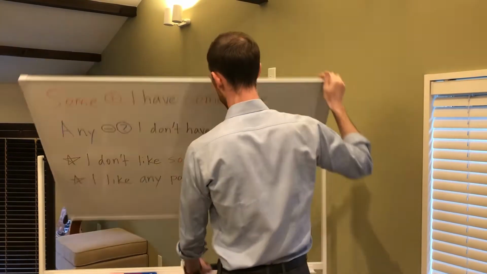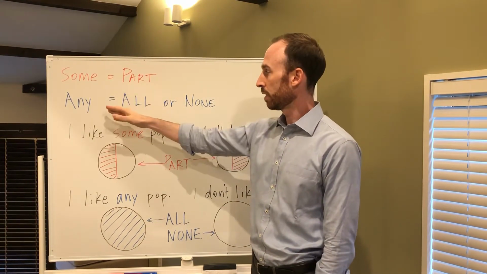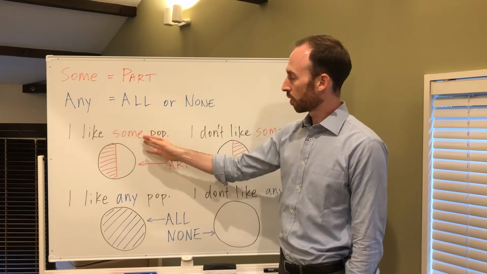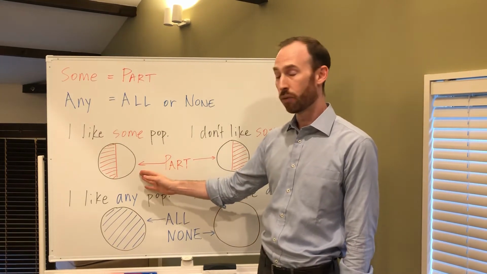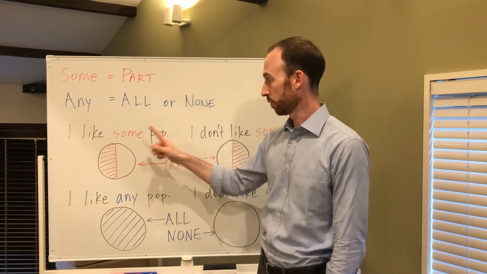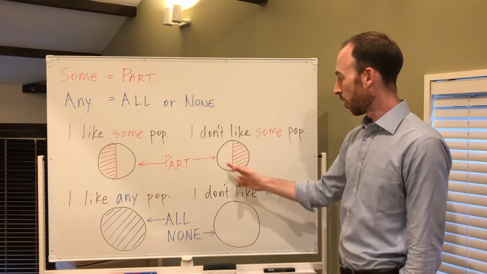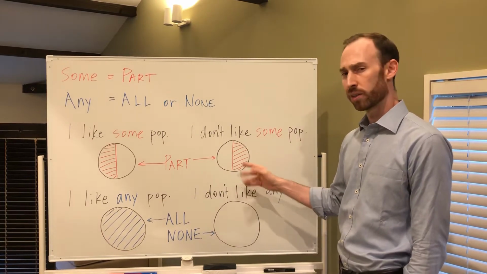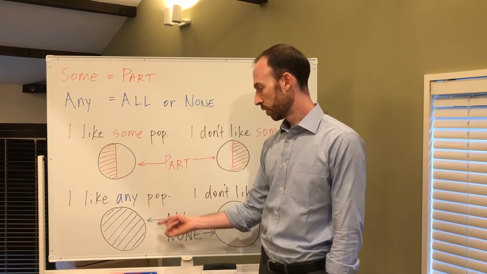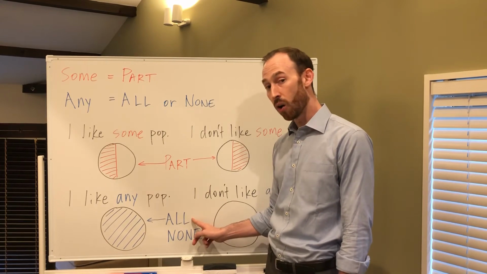Here it is. Some is equal to part, and any is equal to all or none. So let me show you what I mean. In this sentence, I like some pop. Okay, here we have a drawing of all the possible pop in the world. The red part is what I like, some of it. Over here, I don't like some pop. Okay, again, all of the possible pop in the world, and the red part is the some pop that I don't like. Over here, I like any pop. So out of all the possible pop in the world, you can see that it's all shaded. I'm talking about all cases of pop. I like it.